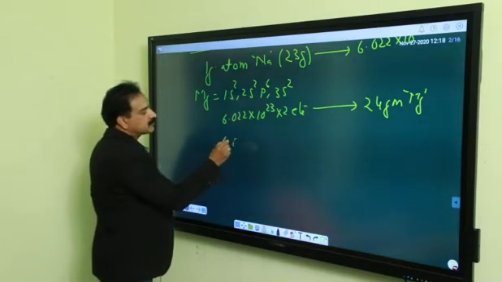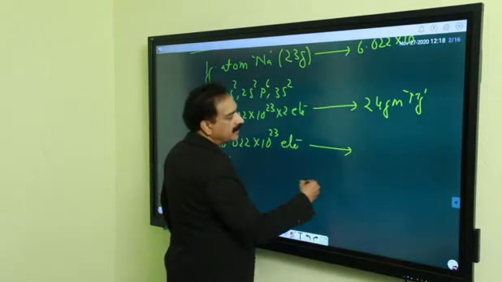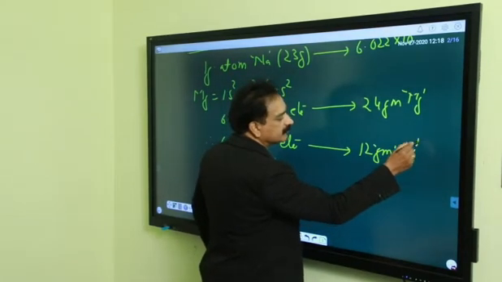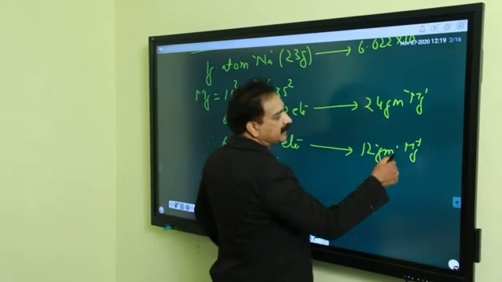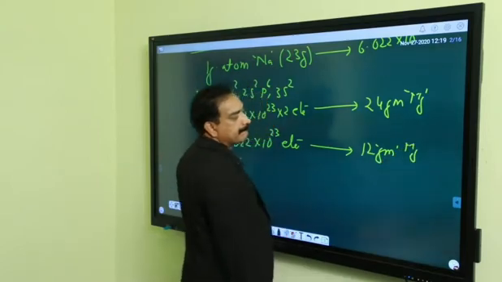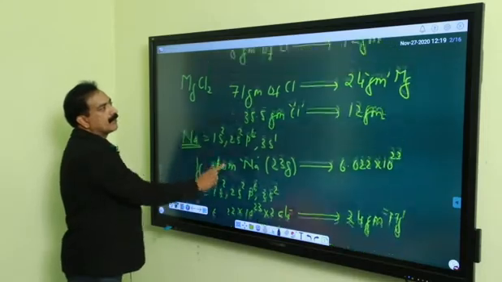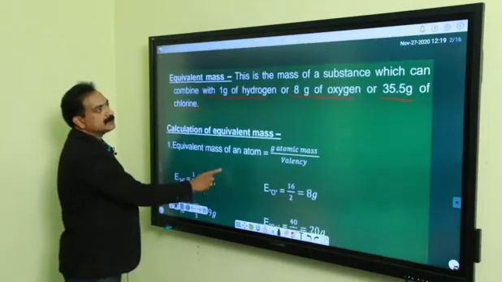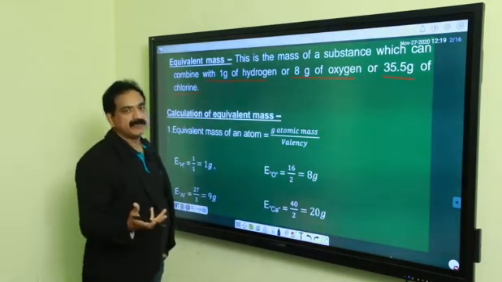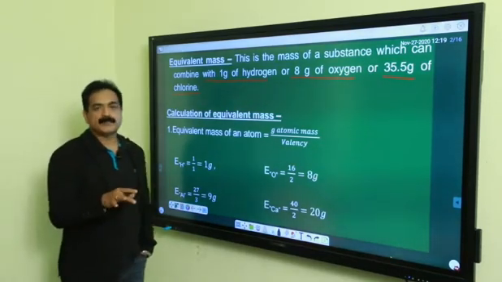Therefore 6.022 into 10 raised to power 23 electrons will be lost by, obviously, 12 grams. Again, this is the equivalent mass of magnesium. So the point is, equivalent mass is the mass of a substance which is combining with 8 grams of oxygen or 1 gram of hydrogen, etc. And the calculation part is very simple.